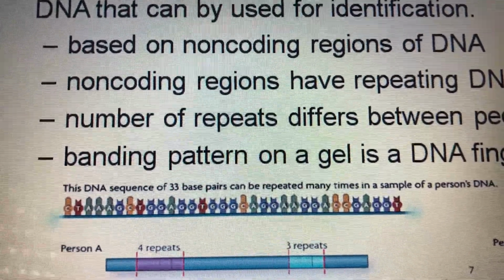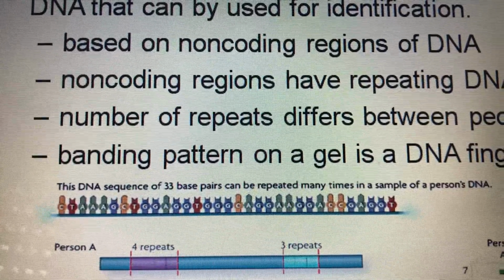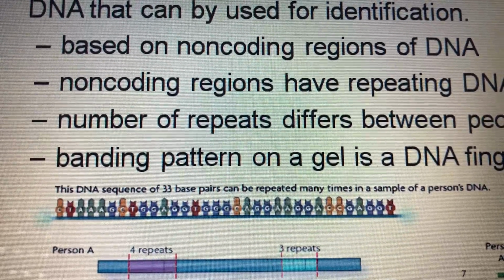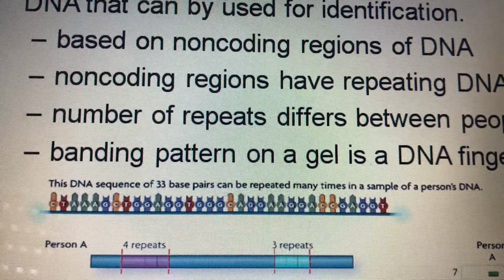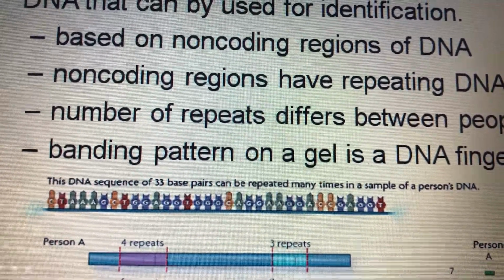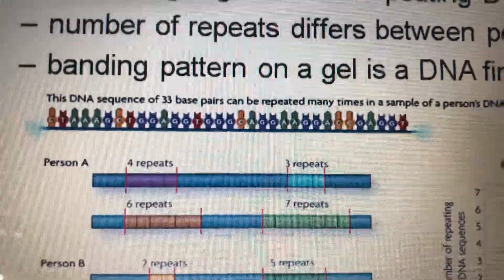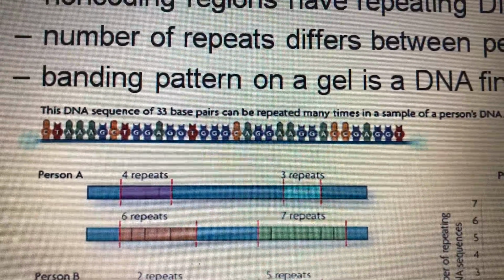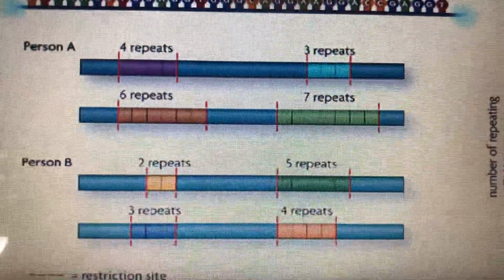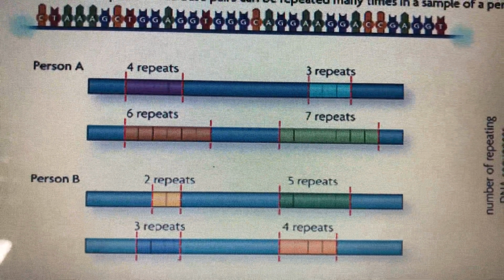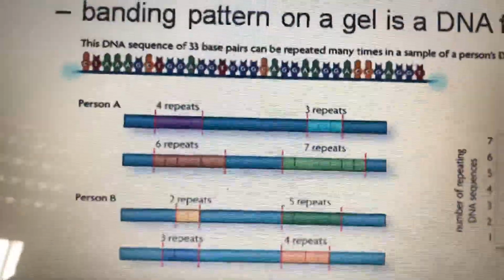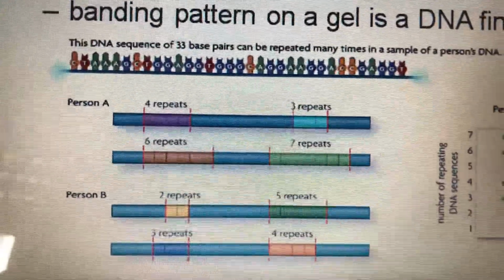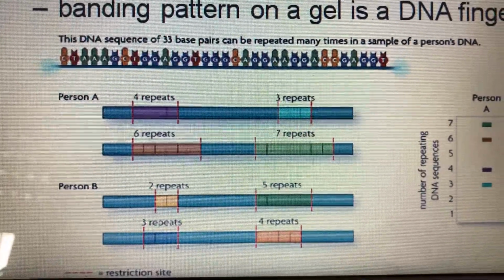This sequence may be found in many people, the same sequence, but the repeating of this sequence is different. Some persons who have this sequence have 4 repeats of it. Another person, as you see in person B, has only 2 repeats of it. So this is what differs in the DNA fingerprint: the number of repeats of a specific sequence of the DNA.